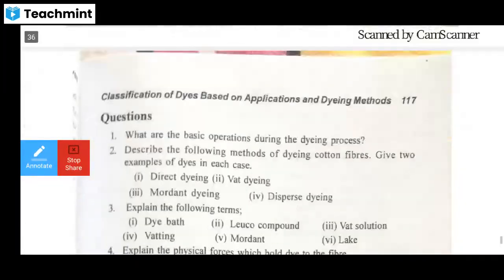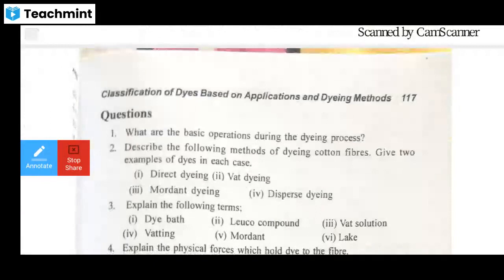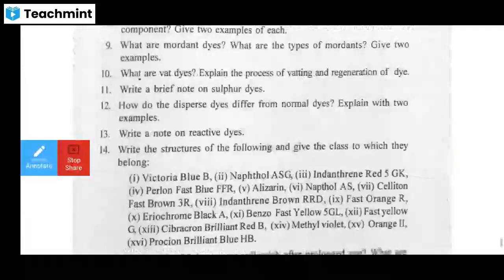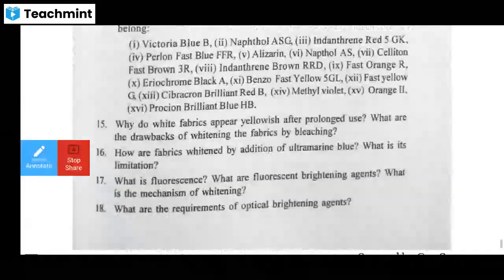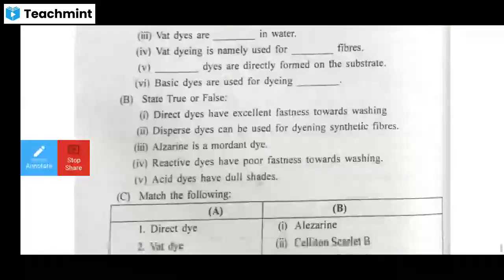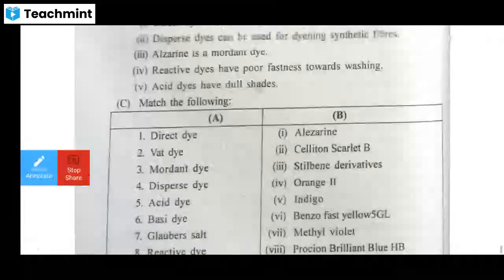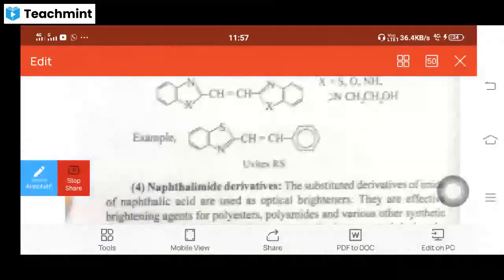So this is all about the classification of dyes based on the application and the dyeing methods. So we have completed this unit number three. Here MCQ questions are given. Please make the MCQ questions.